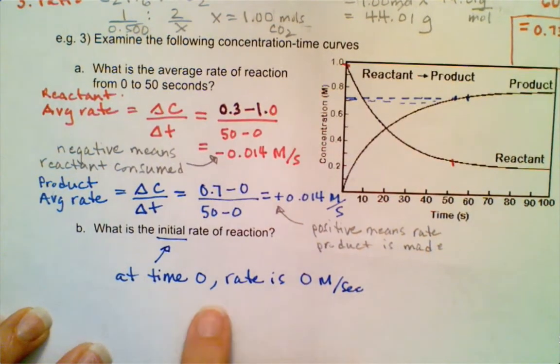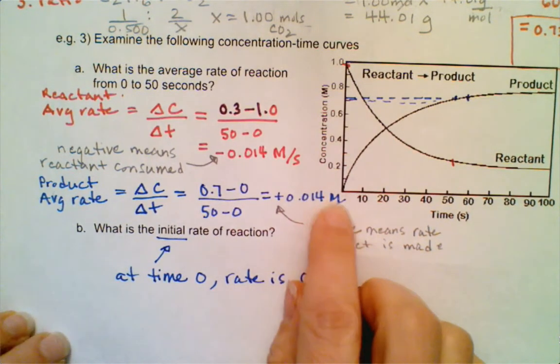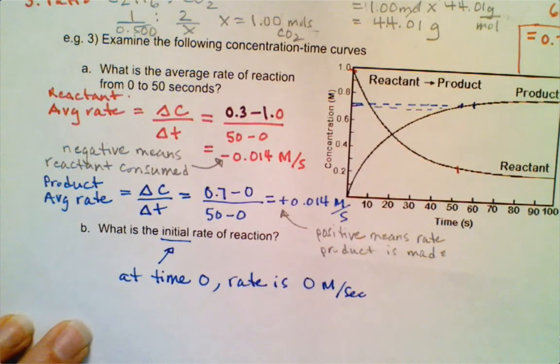The initial rate of the reaction would be 0 because at time 0, nothing has happened yet. So we would say 0.